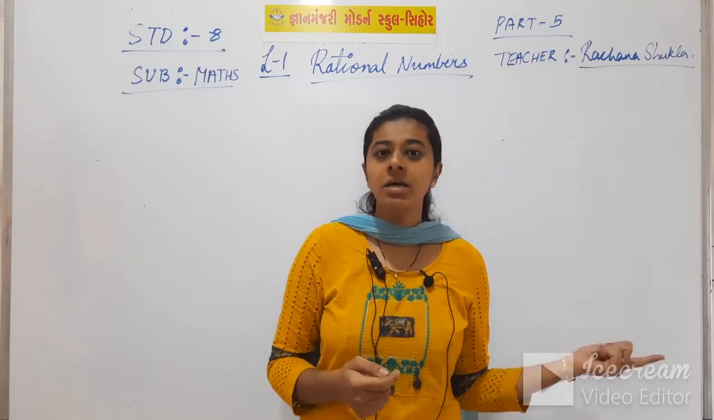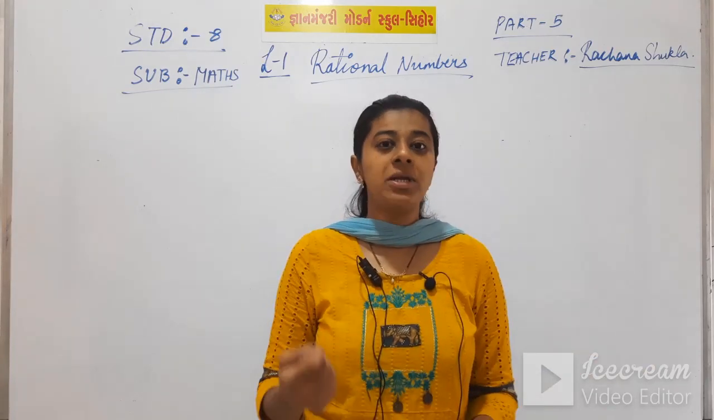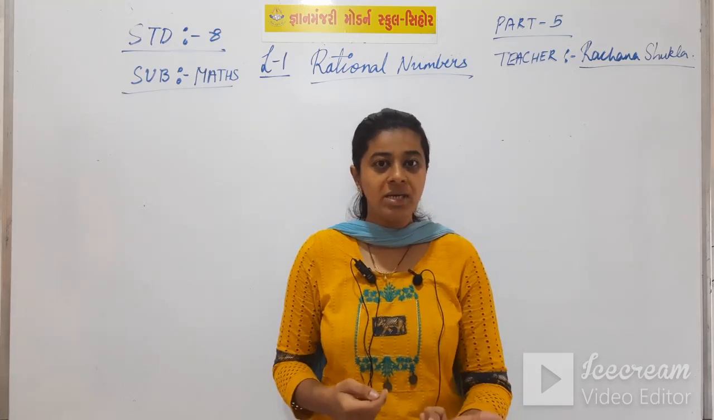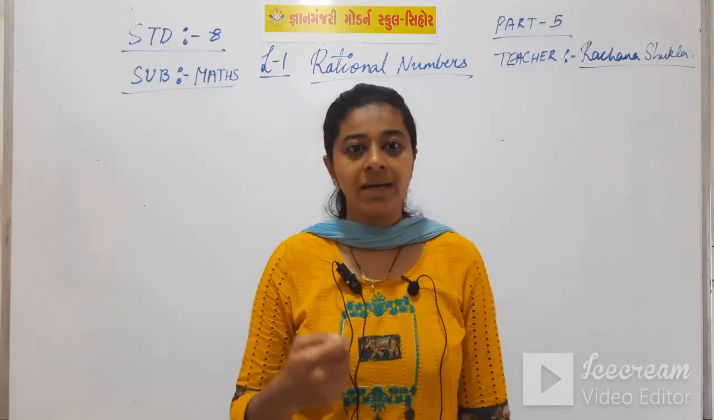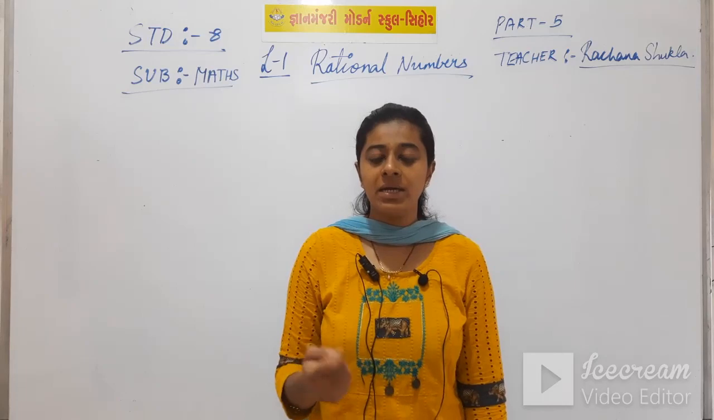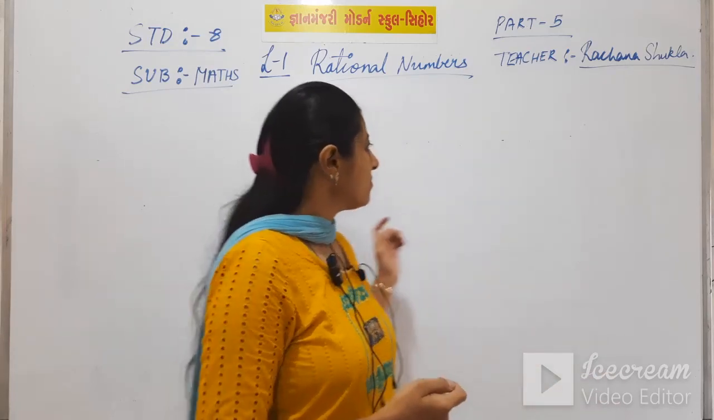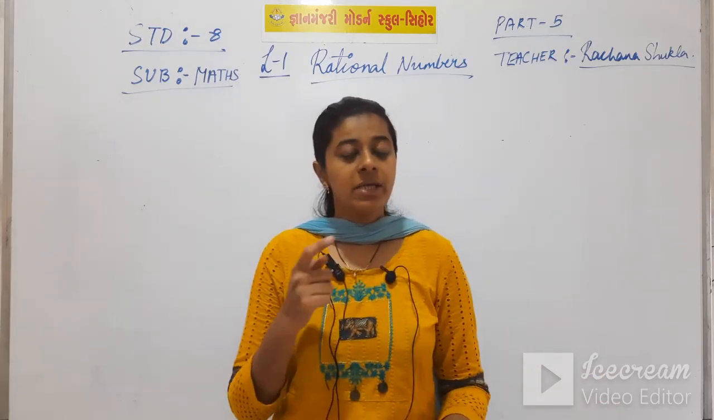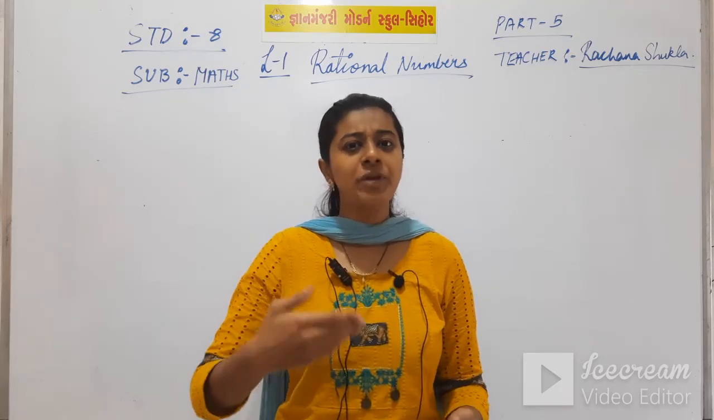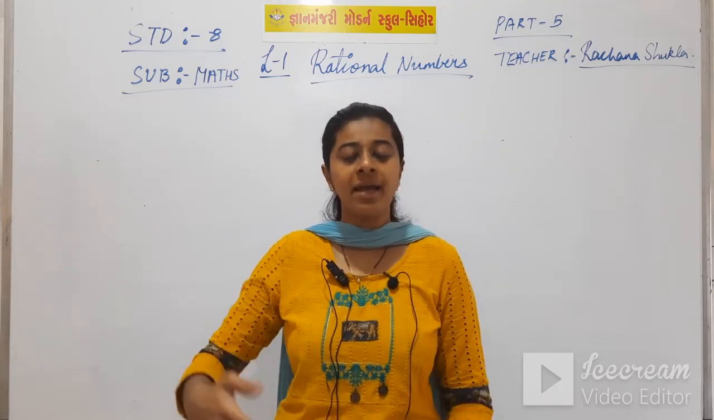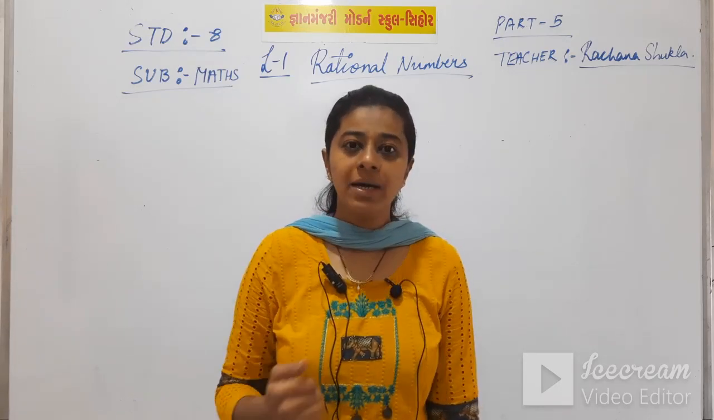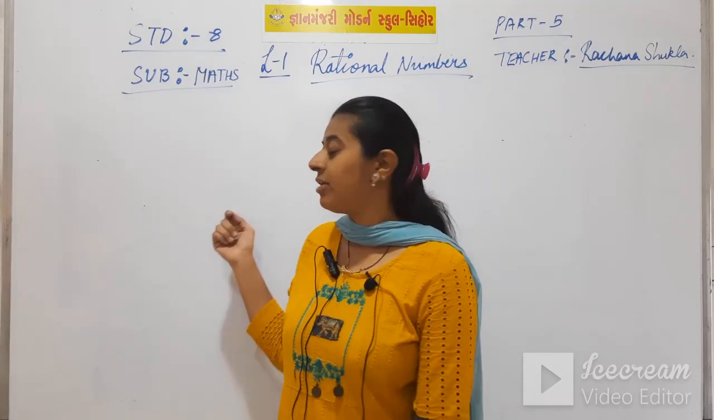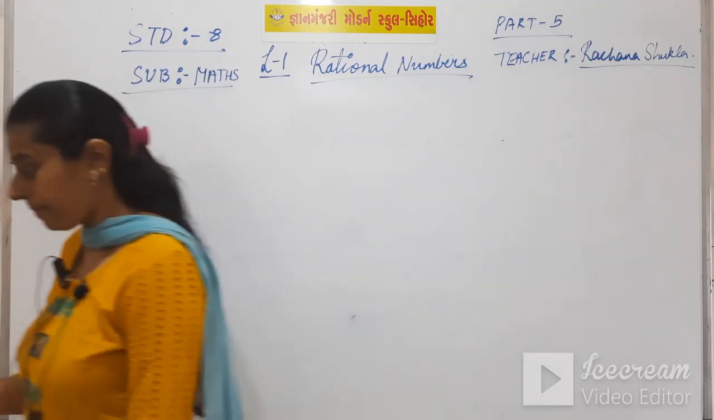In the earlier part we also saw how to subtract rational numbers with the same denominators and with different denominators. Today we will see the properties of subtraction of rational numbers, some tricky sums of subtraction, and then we will move up to multiplication. So let's have a look at the properties.